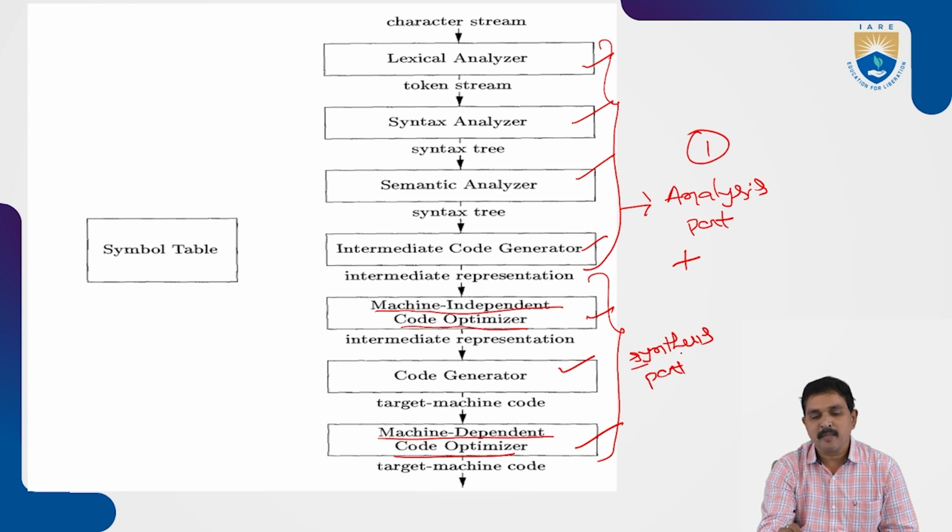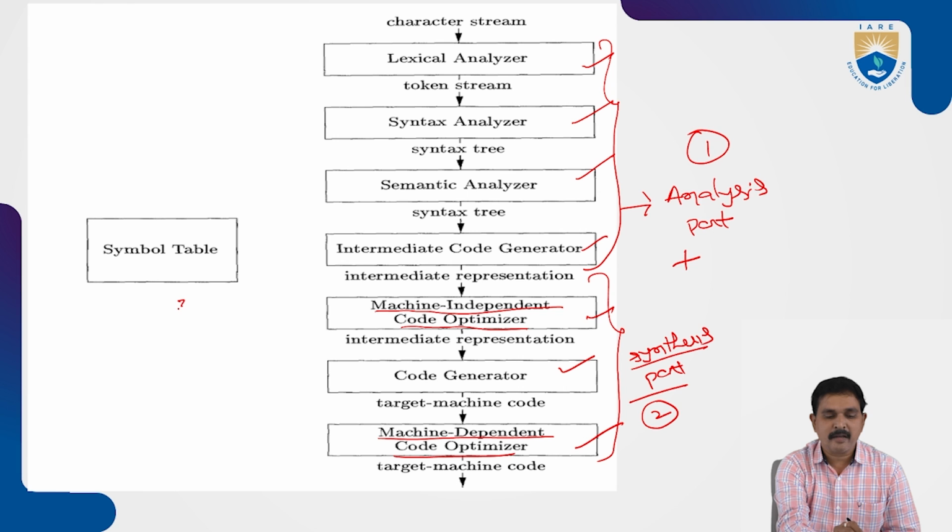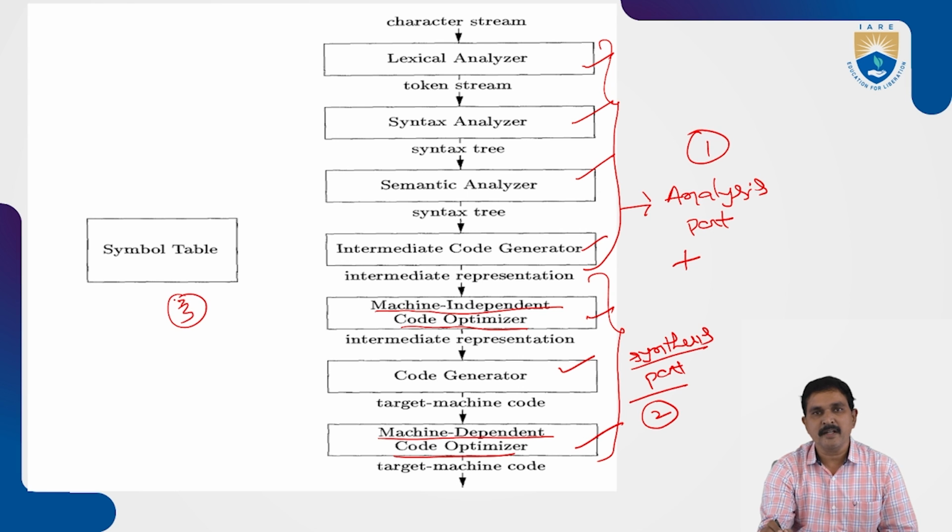This is the first part of the structure of the compiler. The second part is the synthesis part. After that, you are able to explain the third one, the symbol table. So you must explain the analysis part, the synthesis part, the phases of the synthesis part, the roles of the individual phases of the synthesis part, as well as the idea of the symbol table. So you must explain it totally.